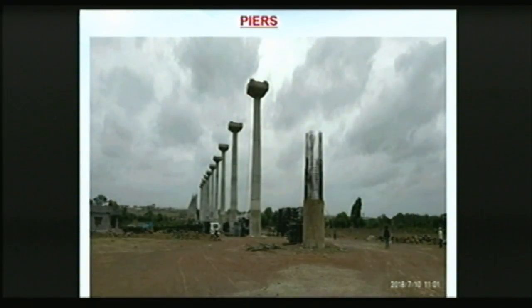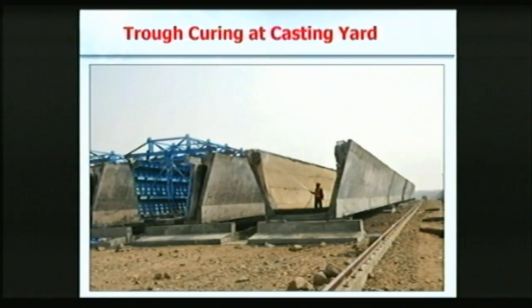So what we addressed in this particular thing is the two works. The cast in situ pier erection was done parallelly while the casting yard is engaged in production of the troughs. And what you can see, these are the precast, pre-tensioned troughs, which are ready, and curing is done there. And every 7 to 9 days, we used to produce about 12 to 15 spans, you can imagine. That is the kind of speed we achieved.